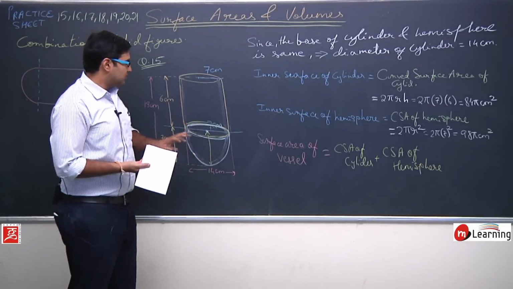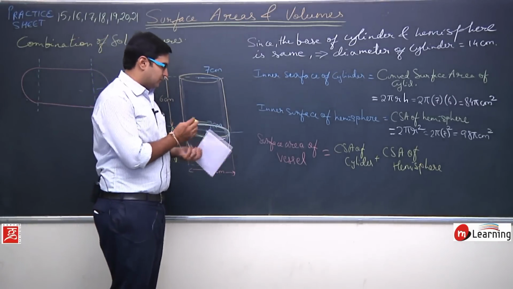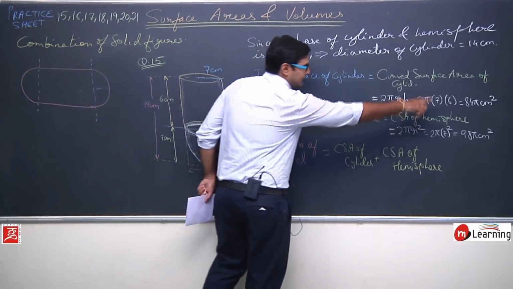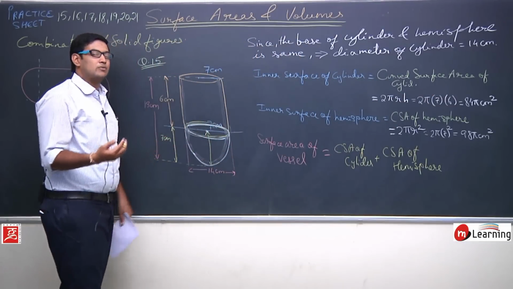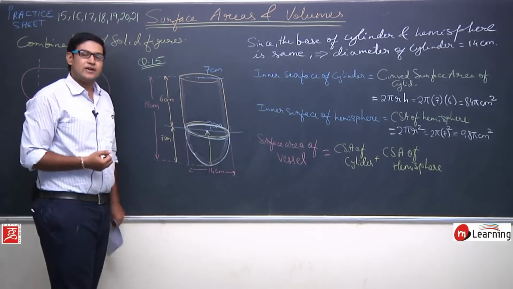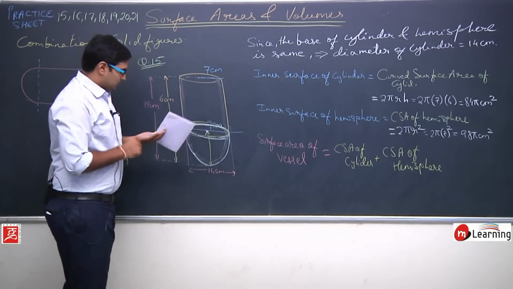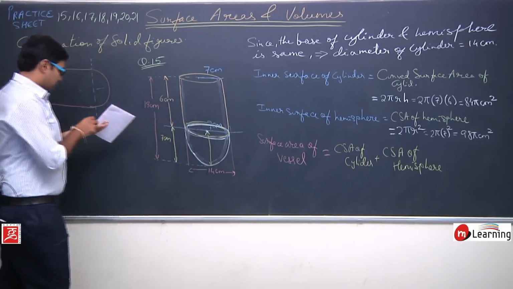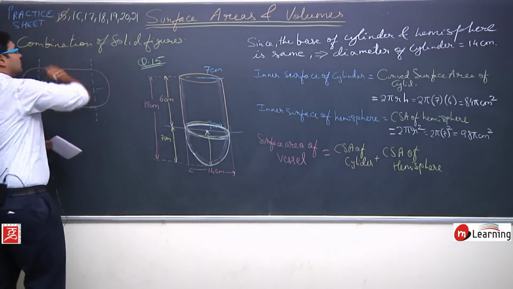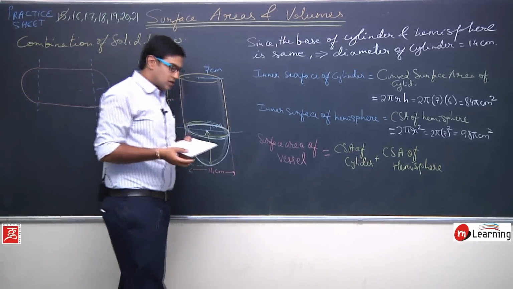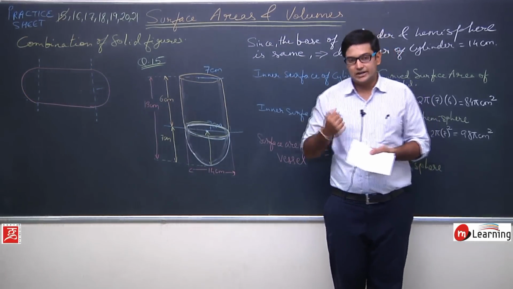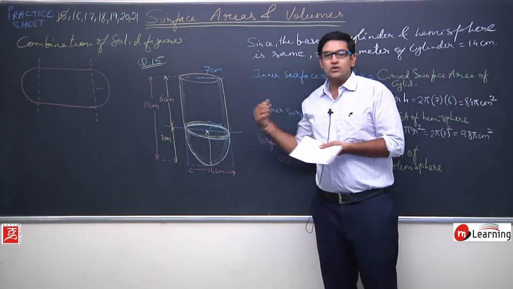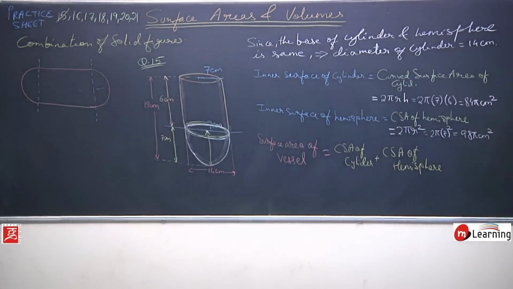Okay, so this is the answer for question number 15. You just need to add this 98 pi and 84 pi and just solve using pi equals 22 upon 7 and you will get the final answer. Okay, so this is the solution for the 15th question. You can see this question is a combination of solid figures because this vessel is made up of two different solid figures. Okay, so you can note this, then we will continue.